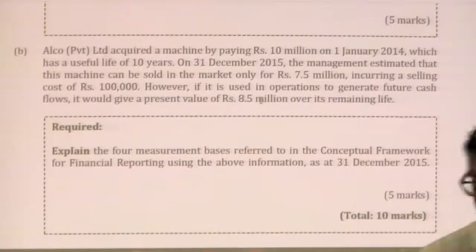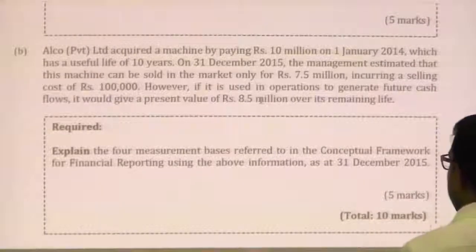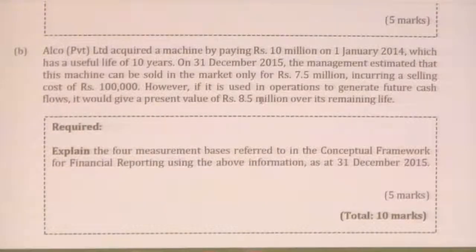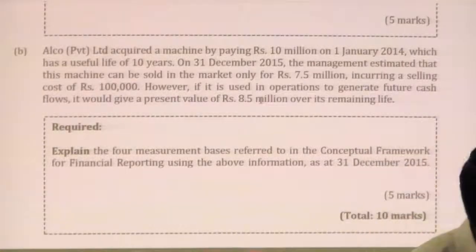8.5 million. So then they are telling you again, on 31st December 2015, the management estimated that this machine can be sold in the market only for rupees 7.5 million, which means you can realize 7.5 million. But when you sell this asset in the market, you have to incur a selling cost of rupees 100,000, which is 0.1 million. Altogether, the realizable value of this asset amounts to 7.4 million.